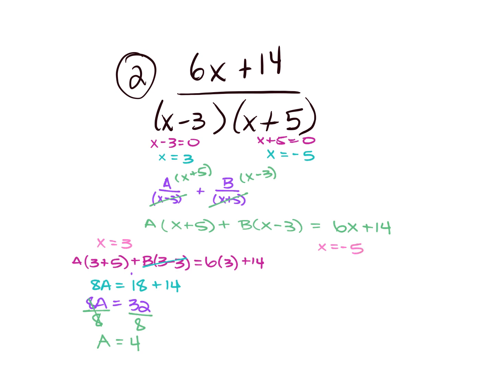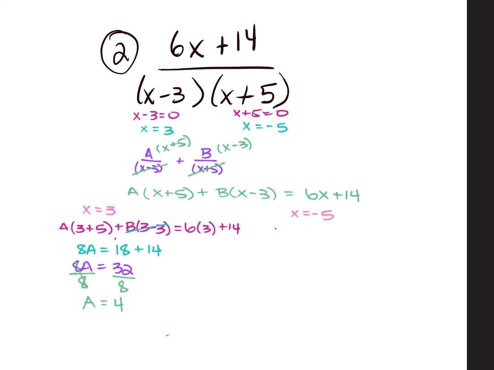We also have to find what b is, so use the x is equal to negative 5. This is going to give you a times negative 5 plus 5 plus b times negative 5 minus 3 is equal to 6 times negative 5 plus 14. Your negative 5 plus 5 is 0. 0 times a is just 0, so that cancels out. Then you have negative 5 minus 3, which is negative 8 times b is equal to 6 times negative 5, which is negative 30, plus 14.